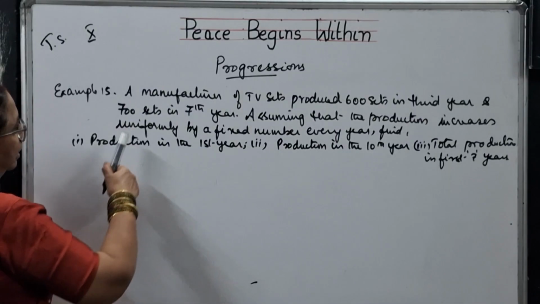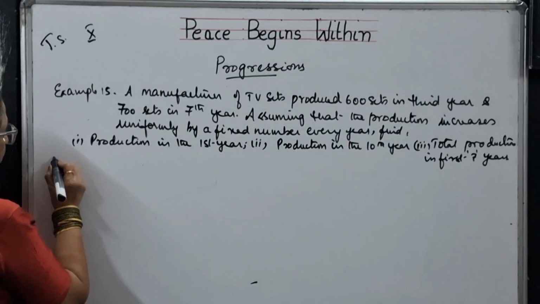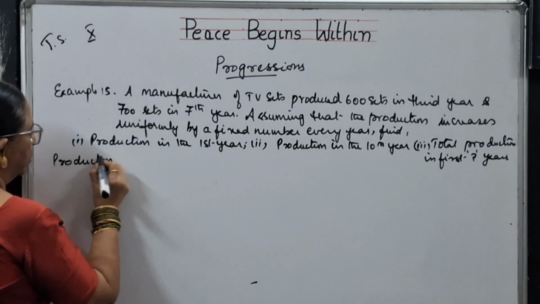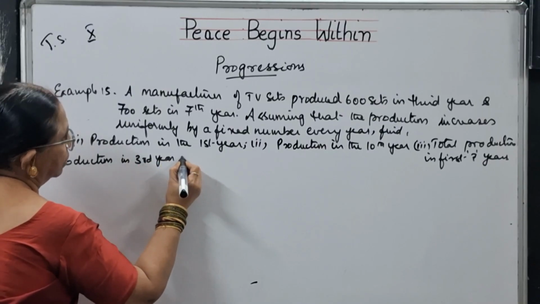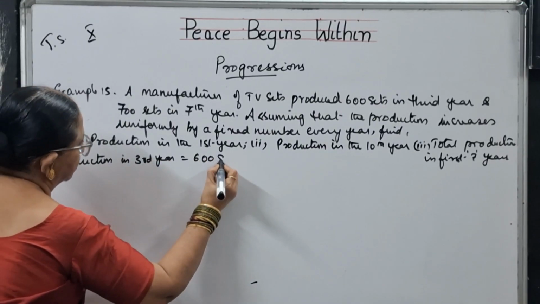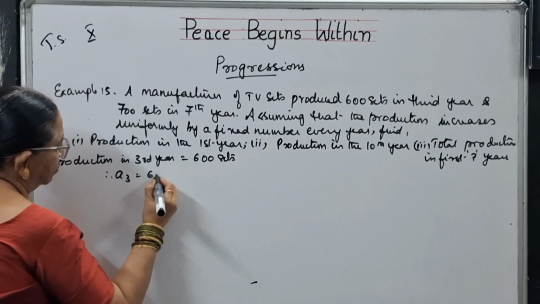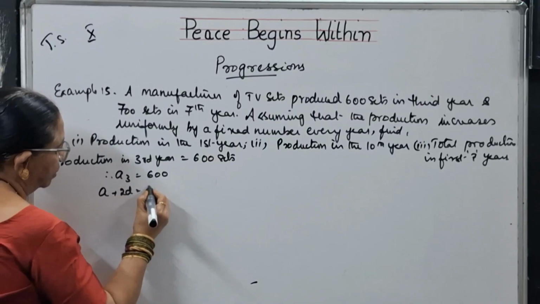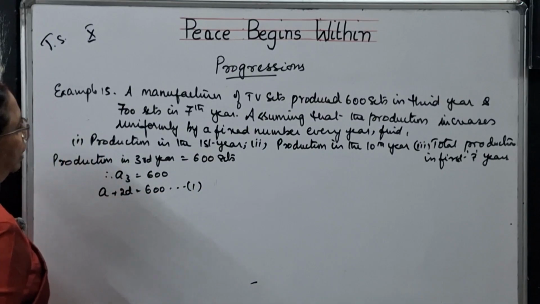So, production in the third year, they said that production in the third year is equal to 600 sets. So you can consider it as a3 is equal to 600. That means a plus 2d is equal to 600. The first equation.